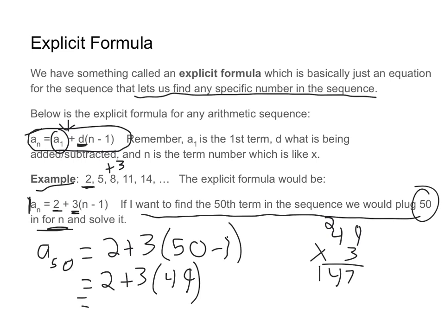So that would be 2 plus 147, which is 149. That would be the 50th term of that sequence. So if I counted up, adding 3, 50 times, starting at 2, I would get 149. Okay? We'll do one more example on the next slide here.